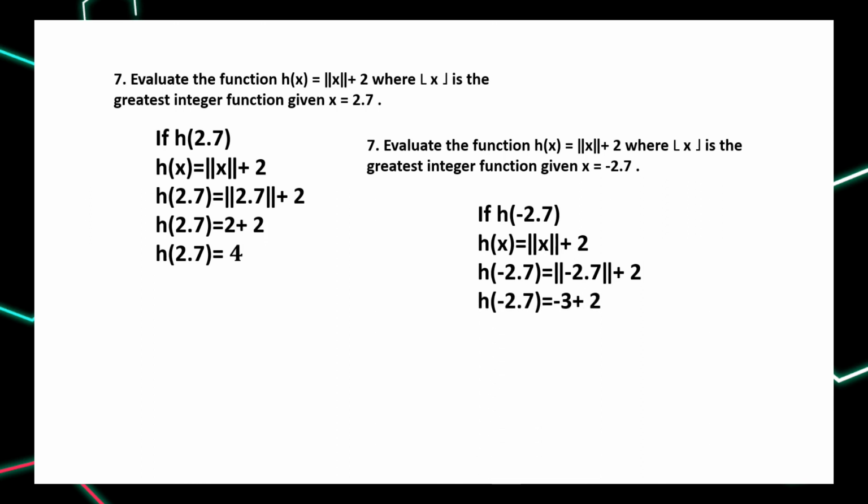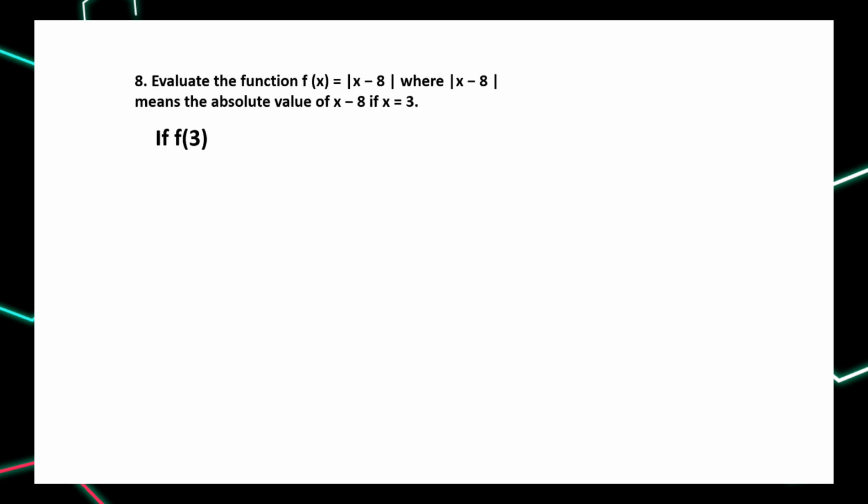So, this time, magiging negative 3 plus 2. So, negative 3 plus 2, that is negative 1. So, the function of negative 2.7 in the expression greatest integer function of x plus 2 is negative 1. So let us go with number 8.